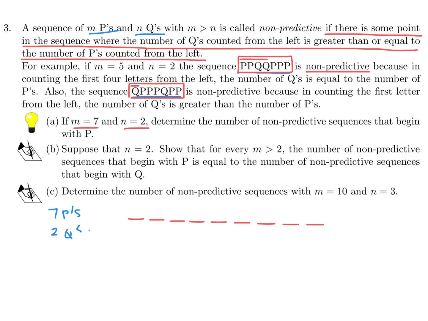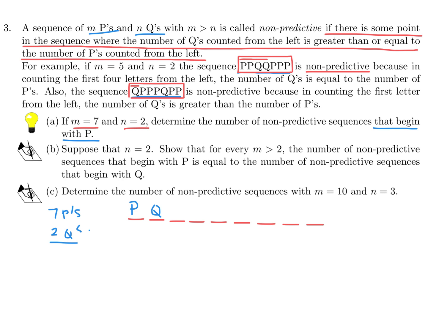I'm going to go by what they told me in the question stem, that the sequence begins with P. They've already told you what it begins with, so that's very helpful. Now, for it to be non-predictive, the next one has to be a Q. I only have 2 Q's to place, so the next one must be Q.